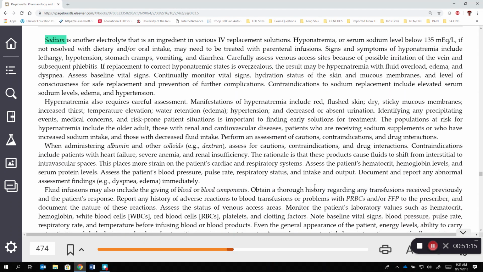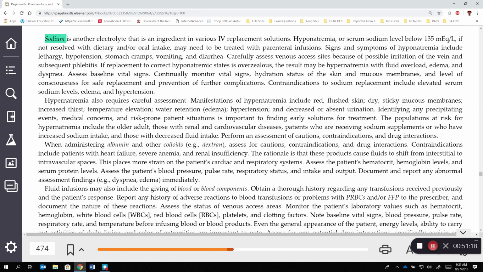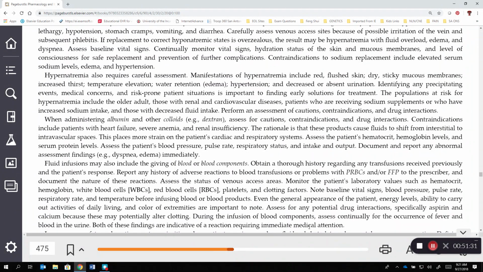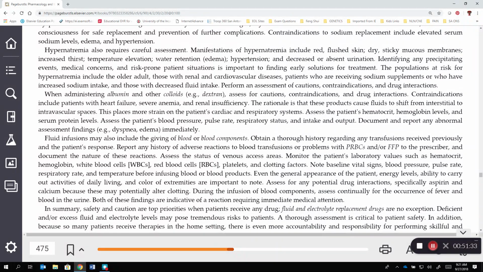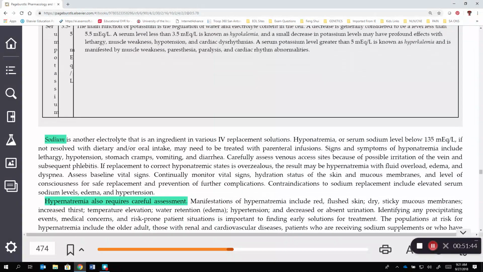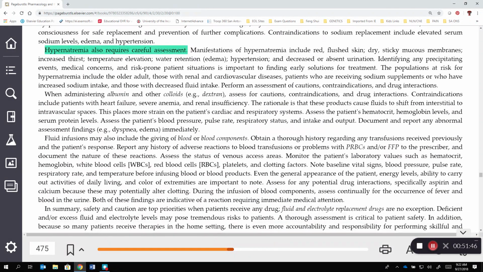Coming on down, now we have our sodium, and remember to read this. That's why I'm pointing it out to you, because it's going to reiterate some of the patho. It's going to bring in signs and symptoms of hyponatremia, hypernatremia, things that you need to do when you're administering this drug. So hypernatremia, when somebody has a sodium level above 145, 135, I'm sorry. Let's see their numbers. Yeah, actually above 145.